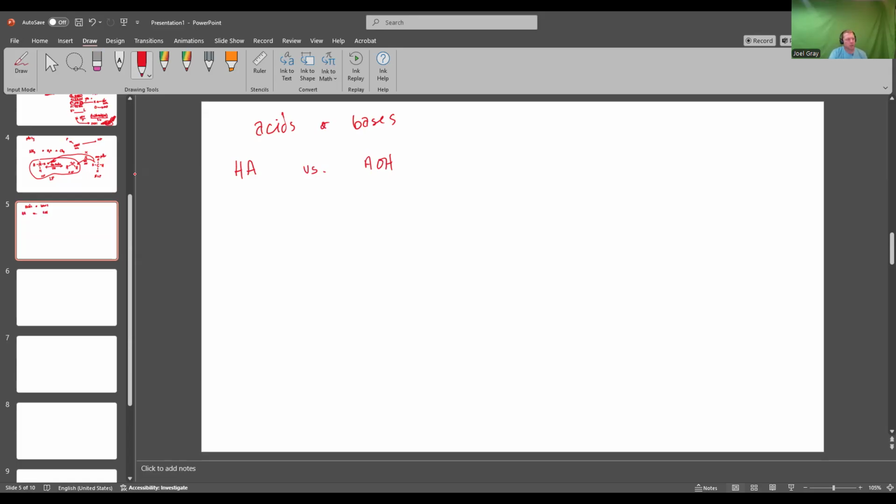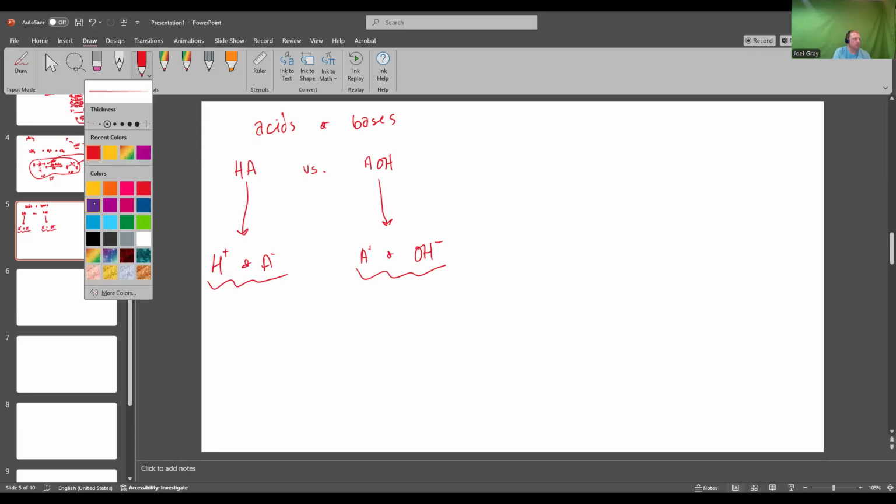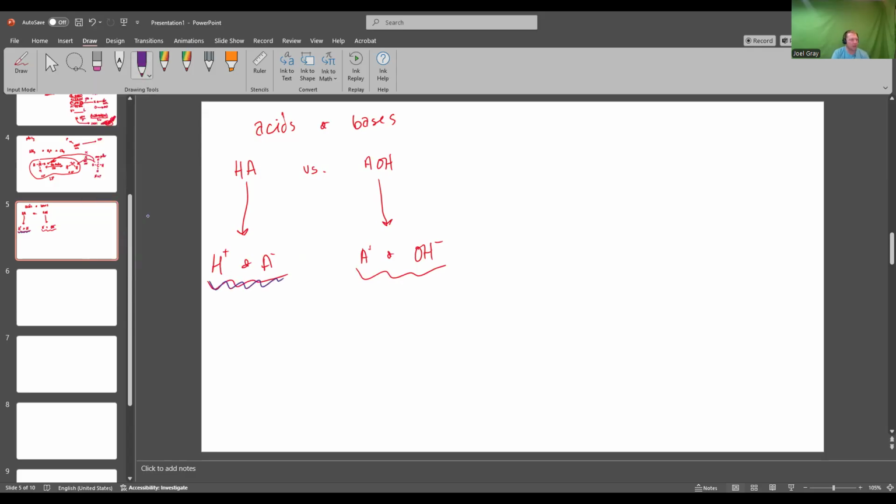I'm going to use these as your placeholders, your models. HA will dissociate into H plus and A minus. AOH will dissociate into A plus and OH minus. This is an example of a base, and this is an example of an acid. HA is an acid because when it dissociates and dissolves, it makes a hydrogen ion. Hydrogen ions will cause the pH to go down.